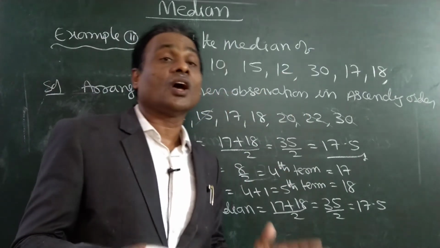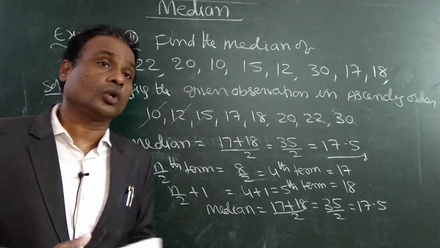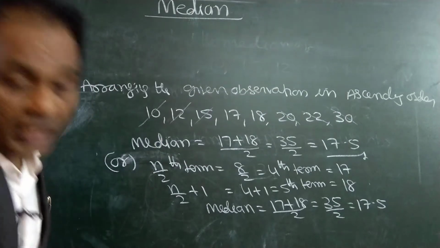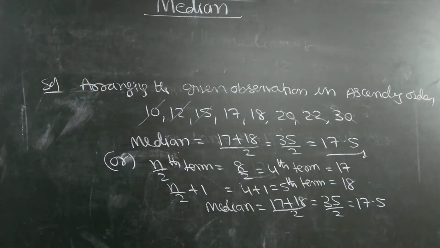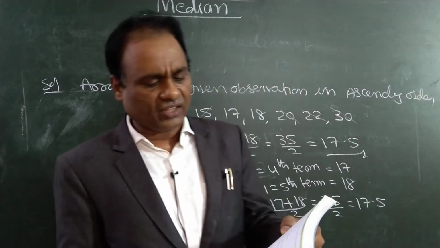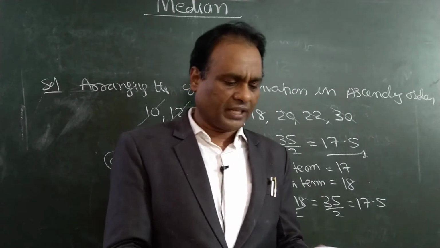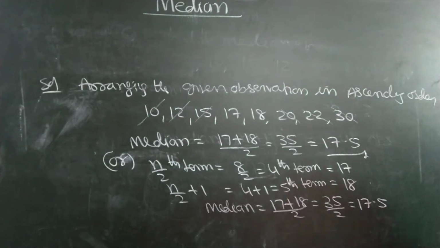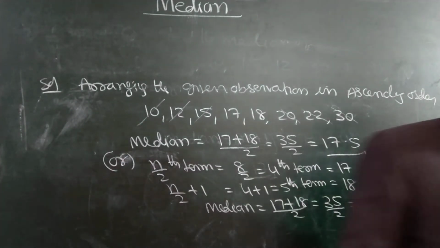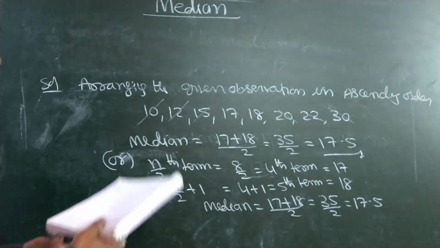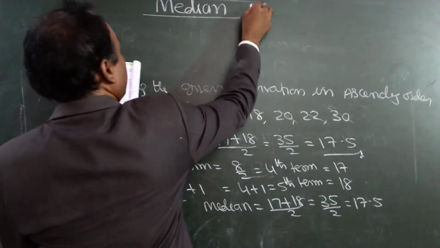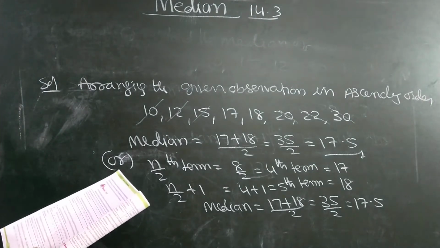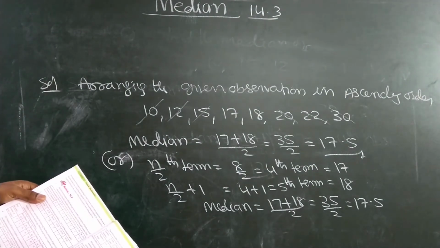Now, if a table is given, how do we find the median? Be careful. You have to learn it perfectly because that is our syllabus. Very, very important model. So all of you open the textbooks. Instead of giving an example, I will directly start the exercise, and I will explain the problem in the exercise. Students, all of you open page number 350, Exercise 14.3, so total 7 problems.